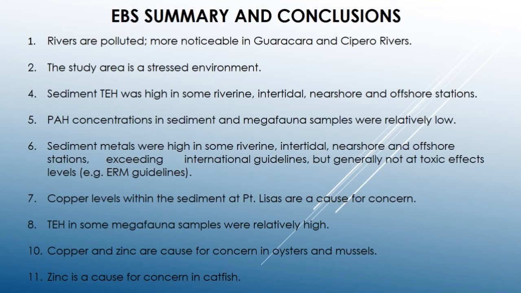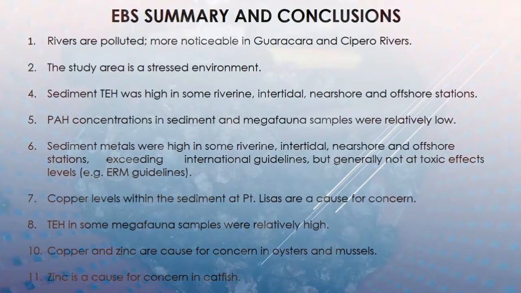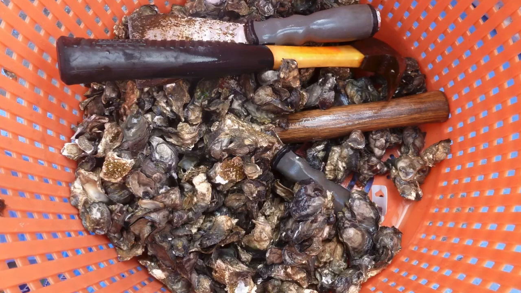The polyaromatic hydrocarbon concentrations in sediment and megafauna samples were relatively low. However, elevated levels of total extractable hydrocarbon were found in sediment at several stations and in faunal samples, while high concentrations of sediment metals were also found at some stations, but not at toxic effects levels. Copper and zinc concentrations were elevated in invertebrates. Further studies are required to investigate these concerns.